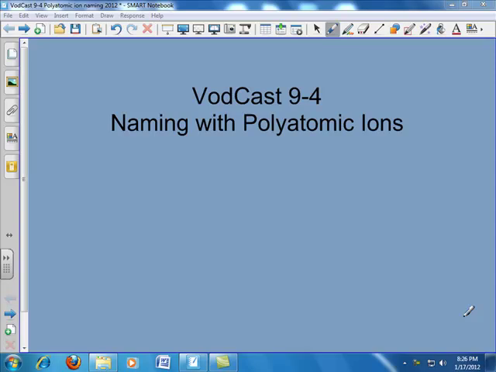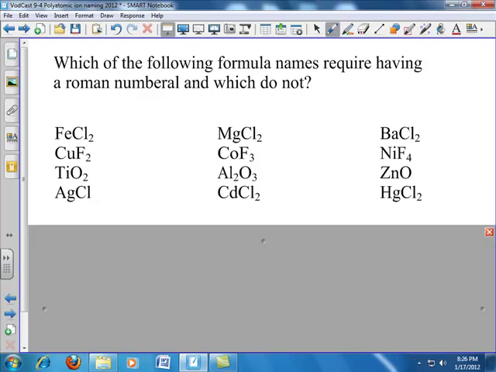Now, before we do that, though, in the last section, one of the things that you were learning was that some compounds require a Roman numeral and other compounds do not. So I want you to take a moment and go through this list, and write down in your notes the ones that require a Roman numeral. And when I say that, I mean they require a Roman numeral in their name.